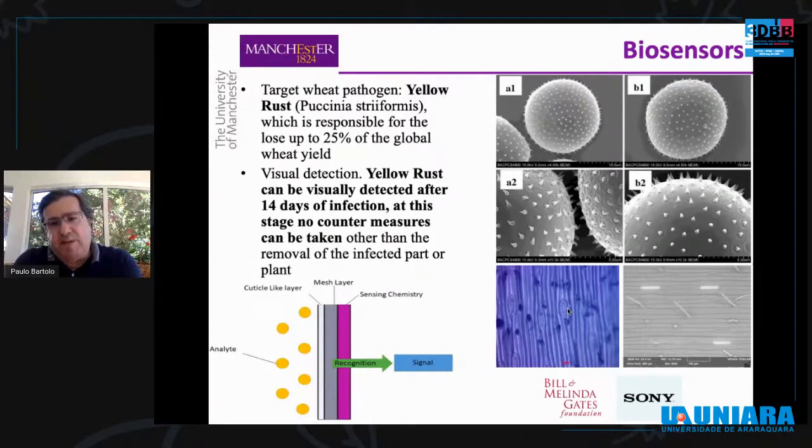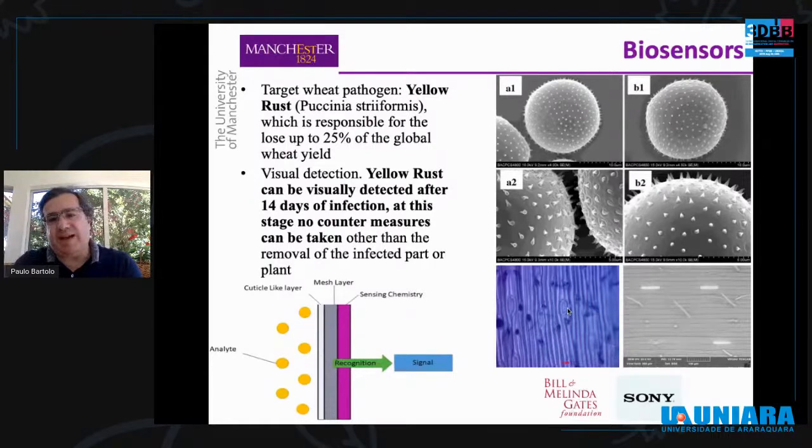So we are trying to mimic this by developing a multi-layer biosensor. The first layer must have these morphing capabilities, so the ability to open and close these channels depending on the environmental conditions, and also the ability to provide the necessary support for the germination of the pathogens.